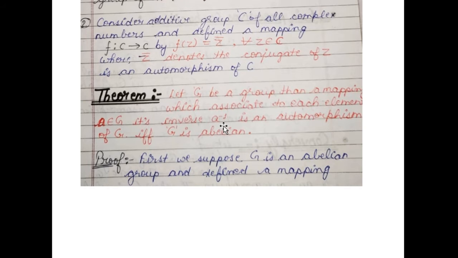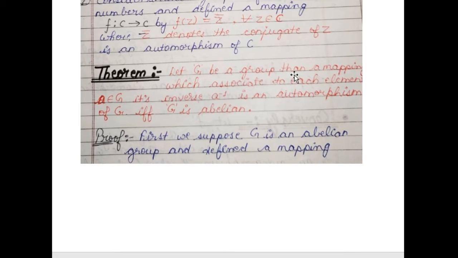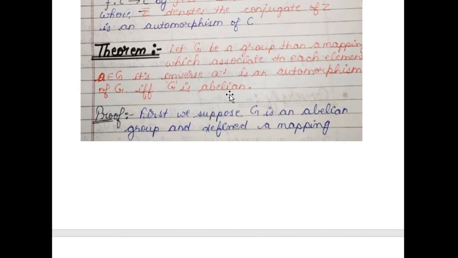Now we are going to show the first theorem. If G is a group, then a mapping which associates to each element a belonging to G its inverse a^(-1) is an automorphism of G if and only if G is abelian. One more explanation of this theorem: if G is a group, then a mapping which associates each element of G, that is a, with its inverse, is an automorphism if and only if G is abelian. So we have to prove both parts of this theorem.